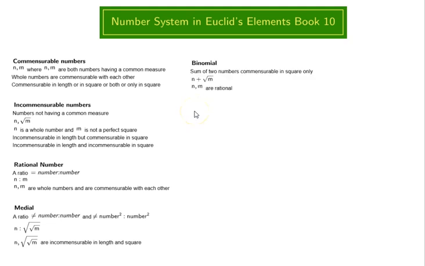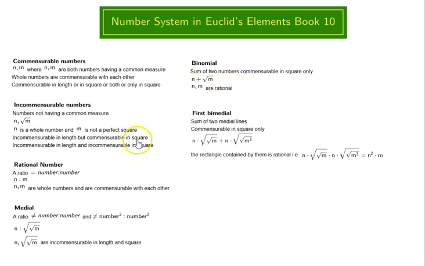Then we come to binomial number. Sum of two numbers commensurable in square only. So here we have two numbers, n and root m. So n and m are rational and commensurable in square only. So commensurable in square only means what? n square is commensurable with square root of m square, which becomes m. So n square is commensurable with m.